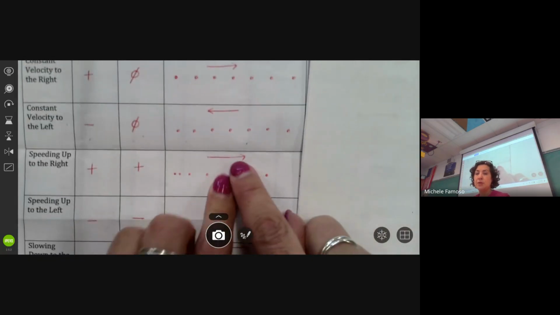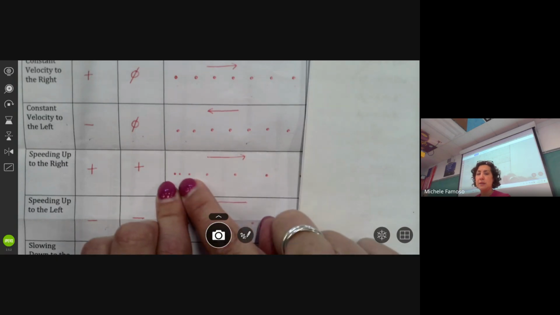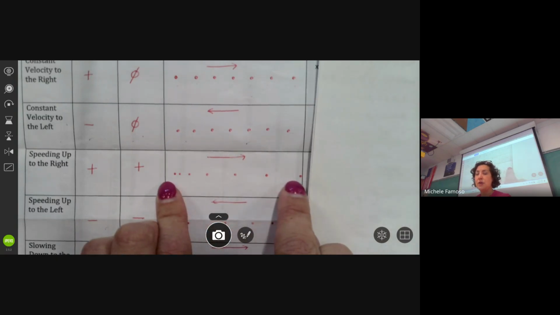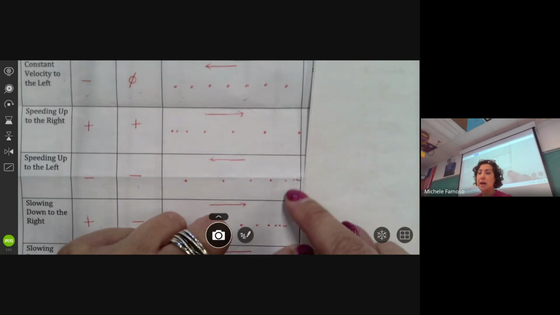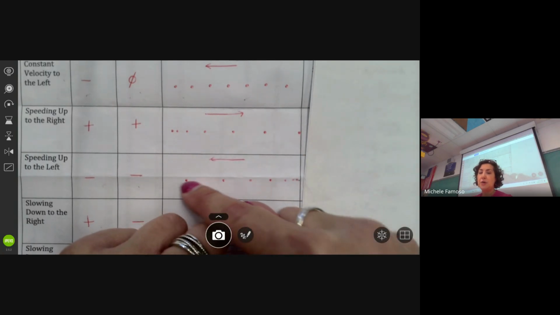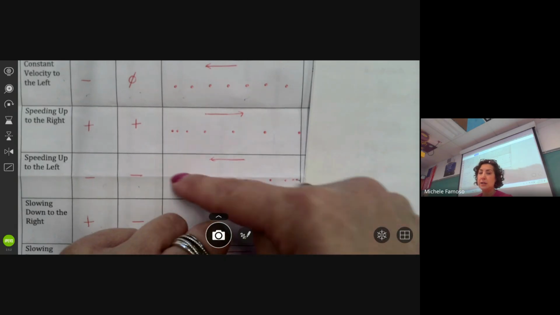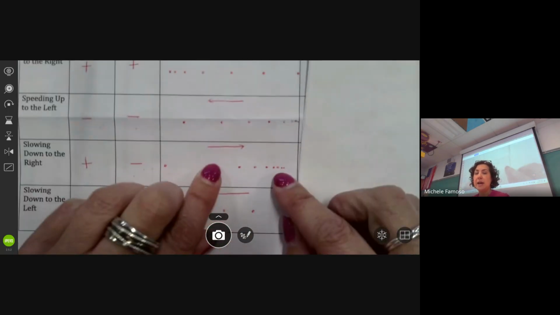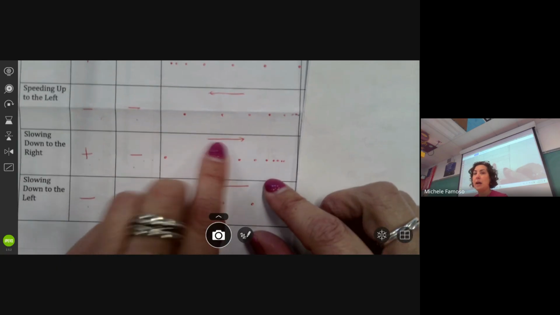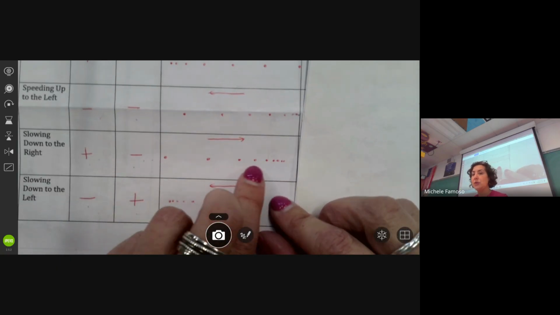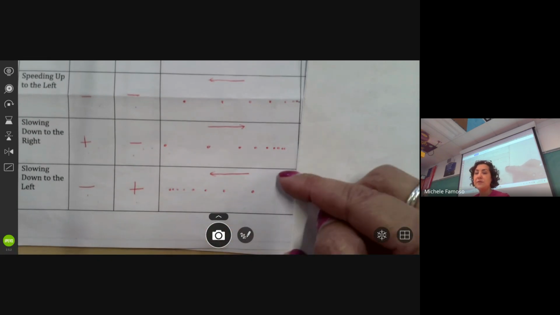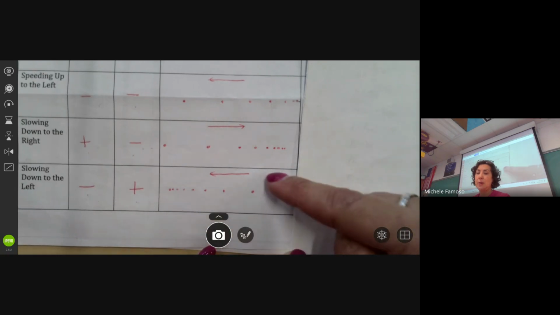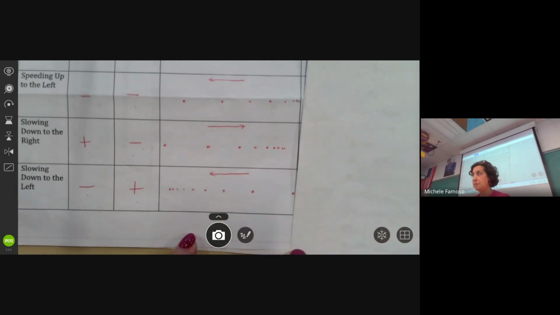Next one, speeding up to the right, arrow going to the right. Speeding up means the dots get further and further apart as we go from left to right. The next one, speeding up left, so we need an arrow to the left. Here we should see the dots getting further and further apart as I read it from right to left. Slowing down to the right, arrow to the right. Dots get closer and closer together as we read it this way. Slowing down left, dots get closer and closer together, but we need to read it from right to left.